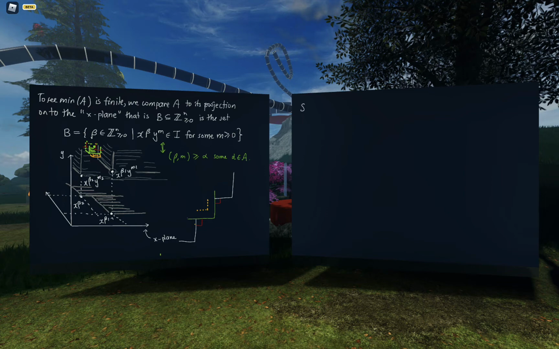Okay, so let's set J. J is going to be all the shadows of A, or the ideal rather generated by all the shadows. So that is x to the beta, beta in B. And this is in the polynomial ring of just the x variables. Let min B be the set of minimal elements of that.